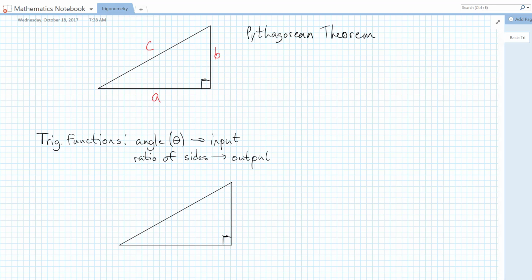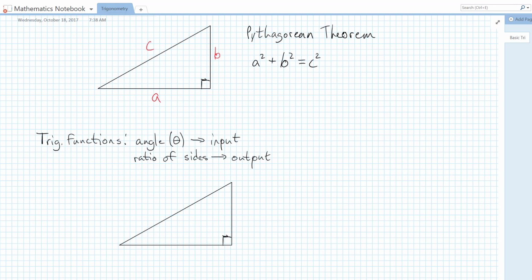And the relationship is, of course, a squared plus b squared is equal to c squared. If we know any two sides of a right triangle, we can find the third side. But what if we don't know two of the sides? What if we only know one of the sides? Well, this is when our trigonometric functions come in, and they're going to let us relate one of the non-right angles to the sides of our right triangle, and so we can solve our whole triangle.